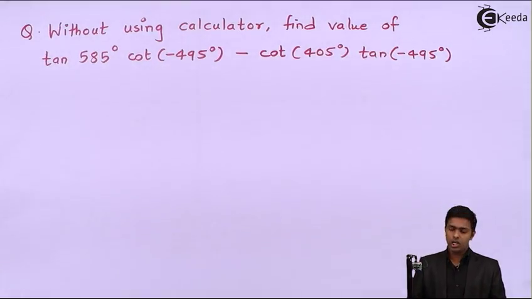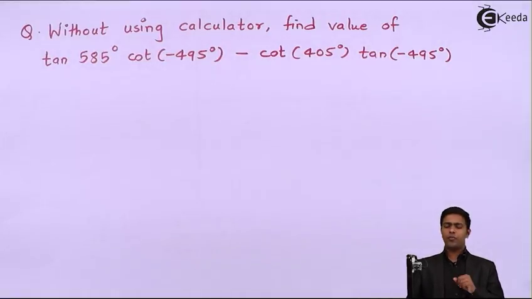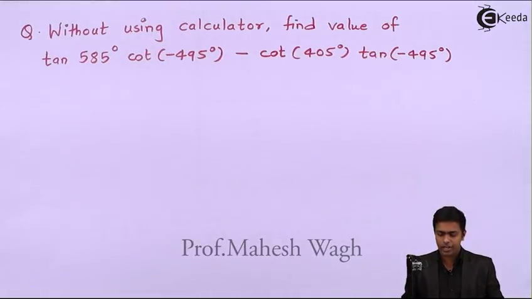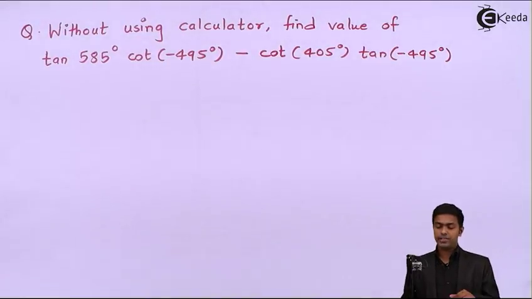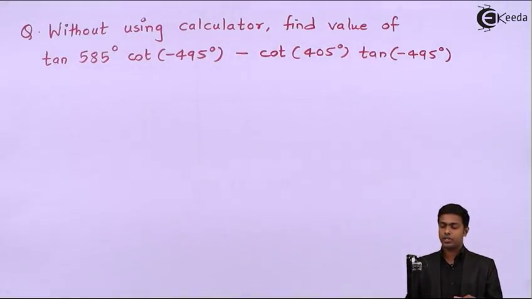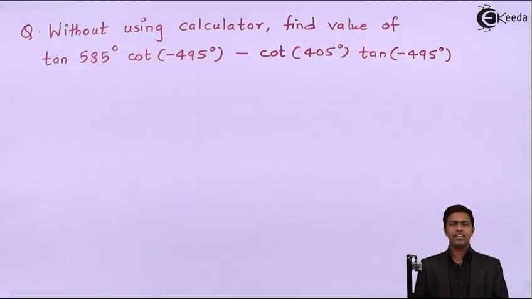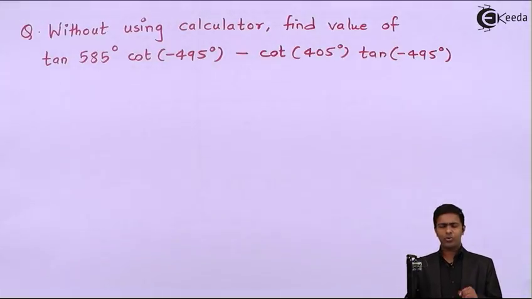Hello friend, so here in this problem we have to find out the value of tan 585 degree into cot of minus 495 degree minus cot of 405 degree into tan of minus 495 degree, and that also without using calculator and log table. Now how to get the value of such large angles?